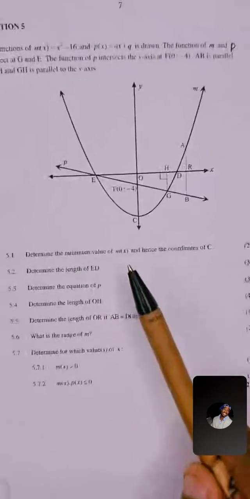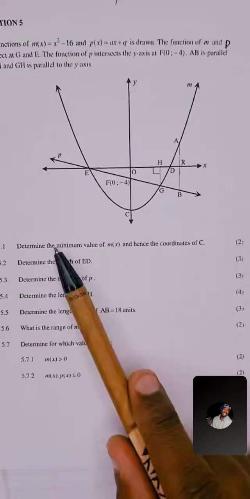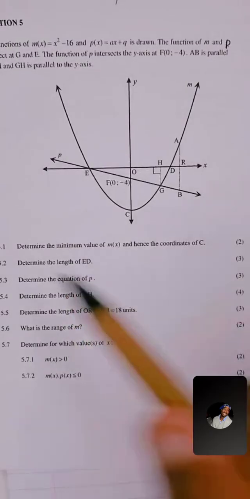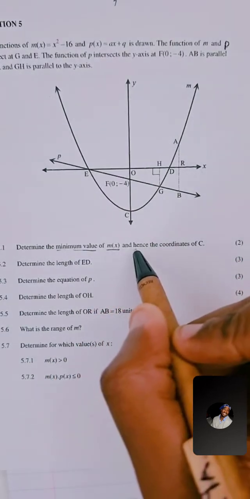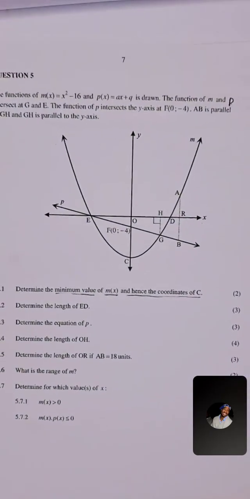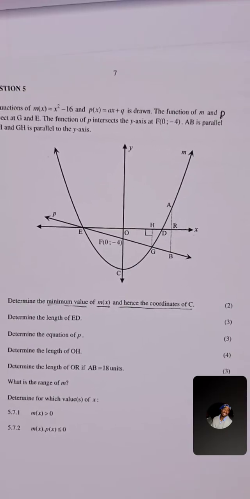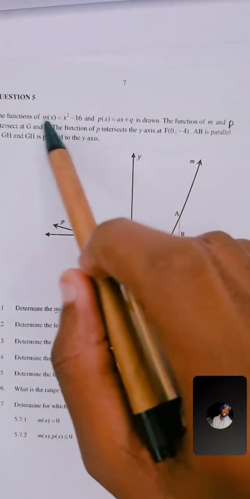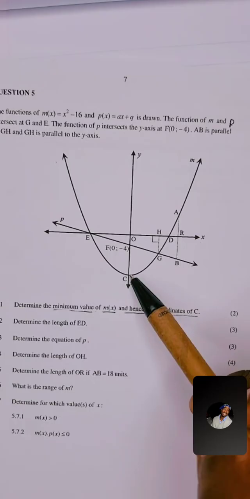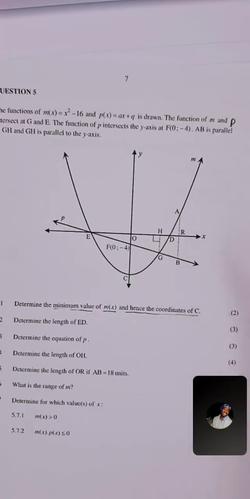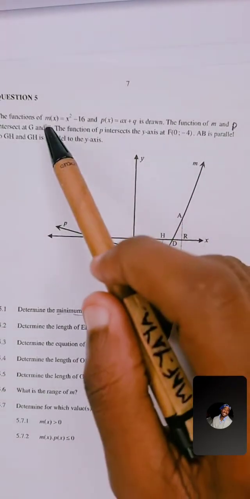And the first question is, determine the minimum value of m of x and hence the coordinates of C. The minimum value of who? Of m of x. And then they are saying hence the coordinates of C. So, how do we get the minimum value of this function, the parabola?